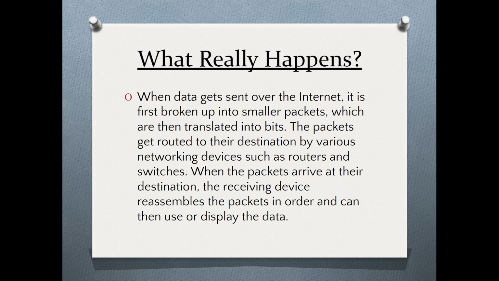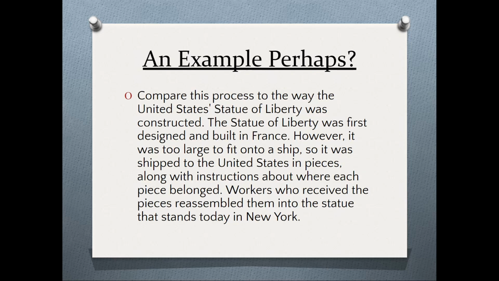What really happens? When data gets sent over the internet, it is first broken up into smaller packets, which are then translated into bits. The packets get routed to their destination by various networking devices such as routers and switches. When the packets arrive at their destination, the receiving device reassembles the packets in order and can then use or display the data.